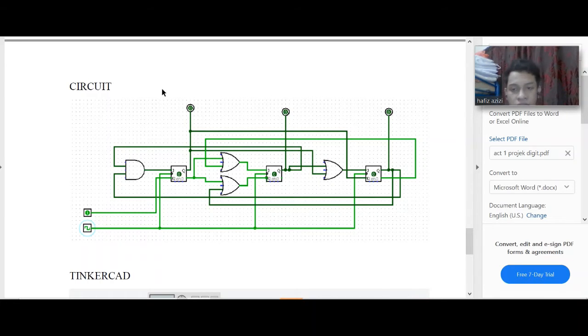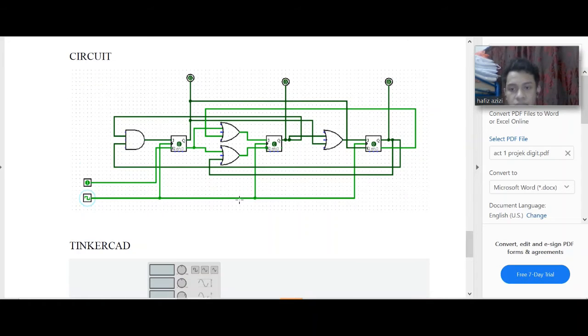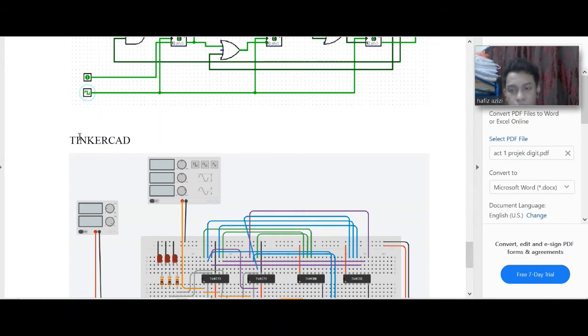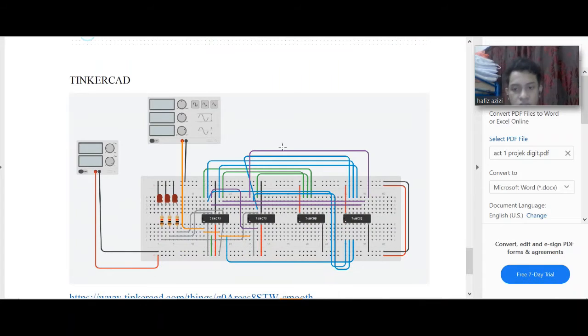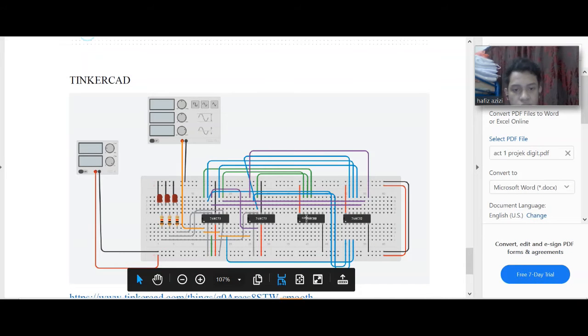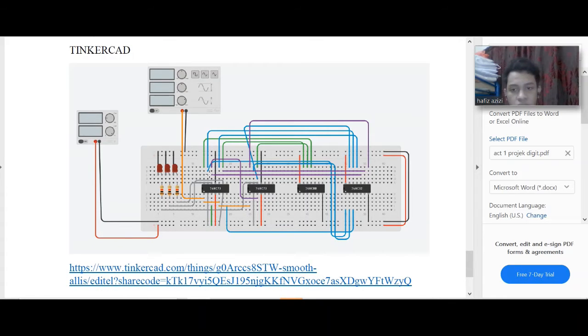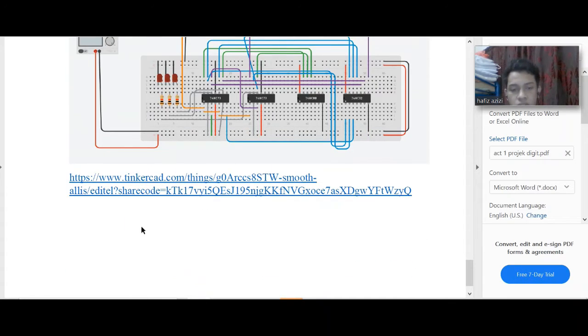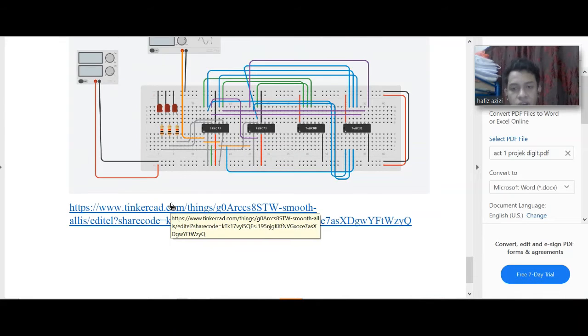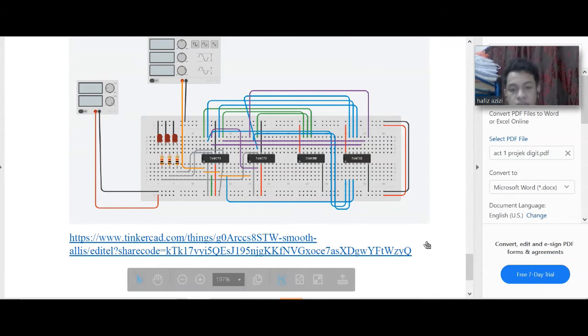Okay, after I finish my circuit, then I continue and make it at Tinkercad. So this is my circuit on Tinkercad. So this is JK flip-flop and this is also JK flip-flop and this is AND gate and this is OR gate. Okay, so this is my link for Tinkercad circuit.